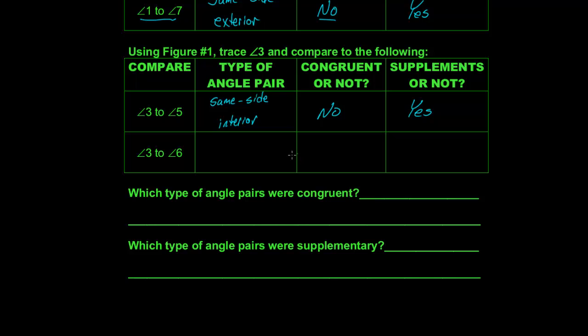All right, 3 and 6. Looking at them, type of angle pair, they're both on the inside. They're both interior angles. I'm sorry, they're not on the same side. They're both interior. They're on alternating sides. So looking at your definitions, alternate interior angle type. Alternate interior.